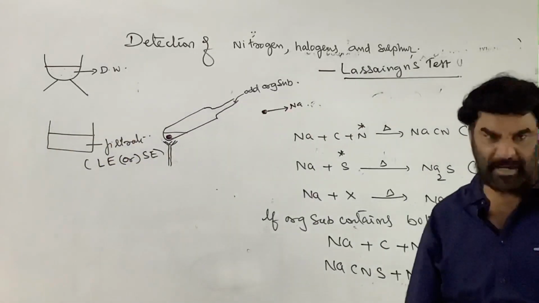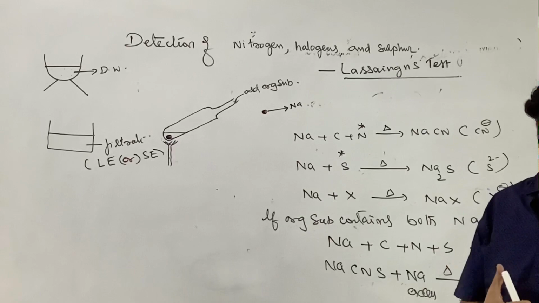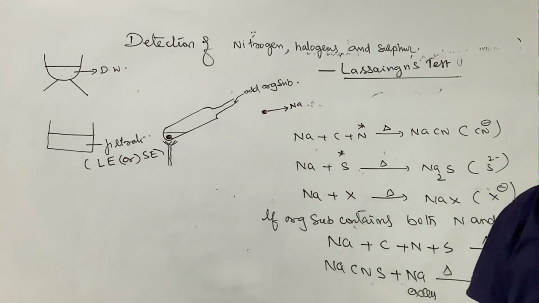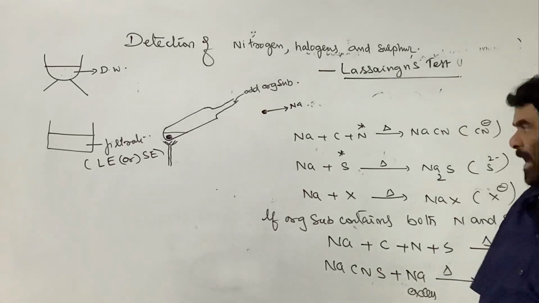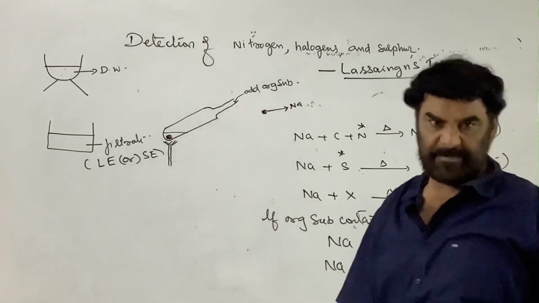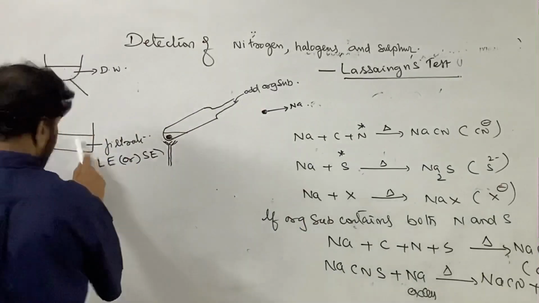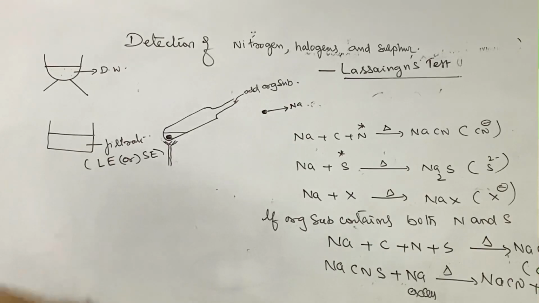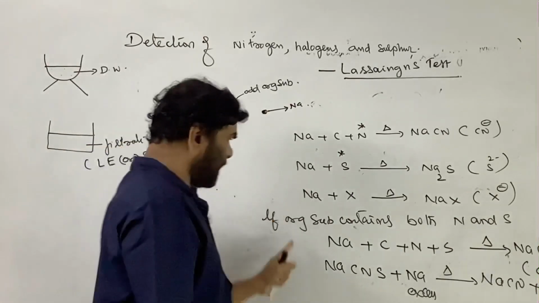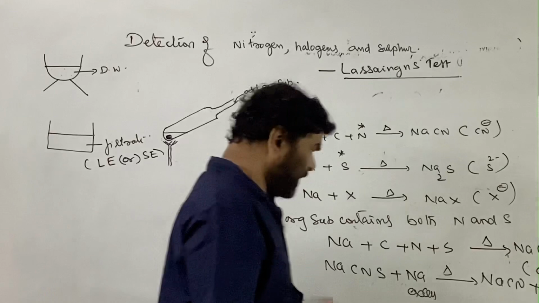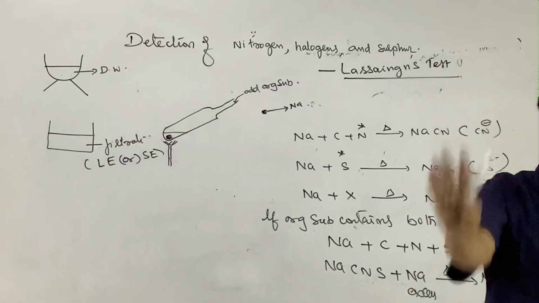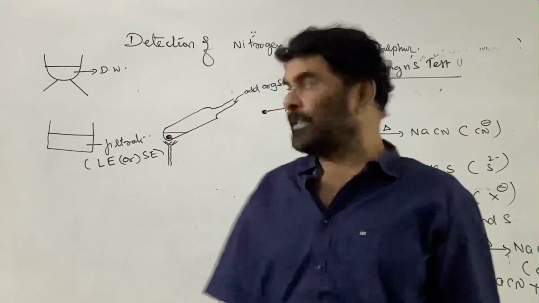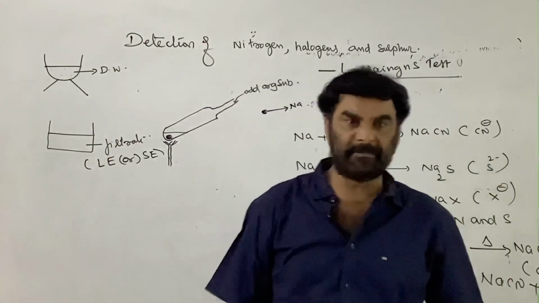The first part of Lassaigne's test for identification of the given elements is the preparation of the Lassaigne extract or sodium extract. This solution is used for the detection of those elements. So what is happening? I told the principle. During the heating, these changes take place. If the given organic compound contains nitrogen along with carbon and hydrogen, this solution contains the cyanide ion.